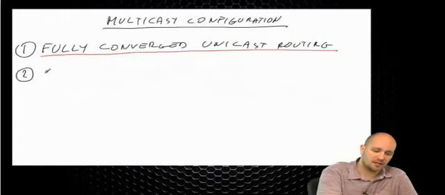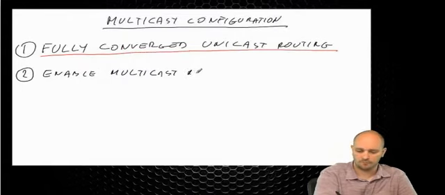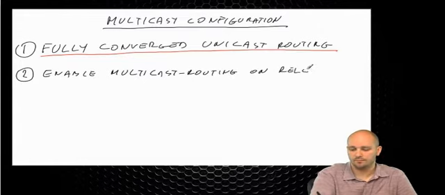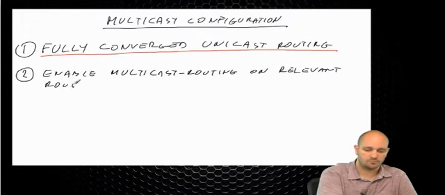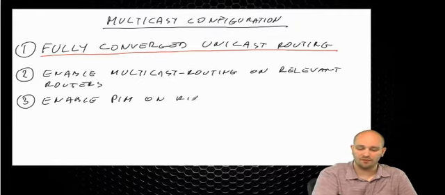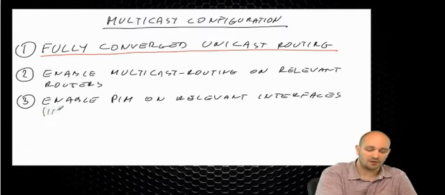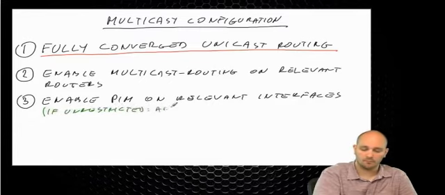Number two prerequisite is enable multicast routing on relevant routers. And this is a step that can be easily forgotten. Number three is enable PIM on relevant interfaces. Now I'm going to give you an advice here, and this is going to be in green. If unrestricted, enable PIM on all the interfaces in the network.